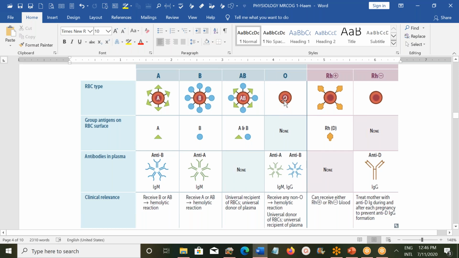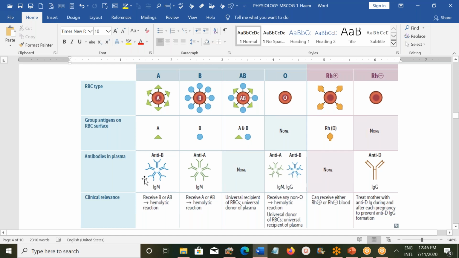Now blood group O people don't have any antigen. If we give them any type of blood, they are going to form antibodies. So they will have both anti-A and anti-B antibodies, because they don't have any type of antigen. Important to remember that blood group O people will have IgM and IgG. The other two blood groups will have simple IgM antibodies. And here we have both types of antibodies.